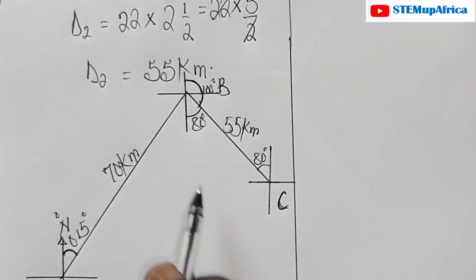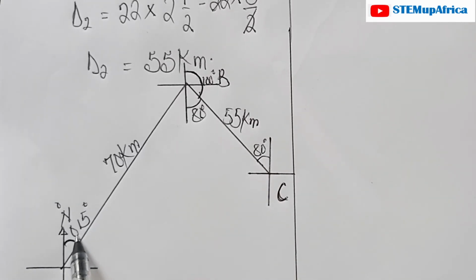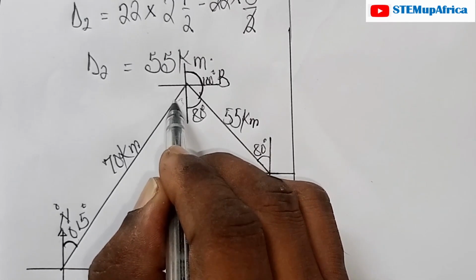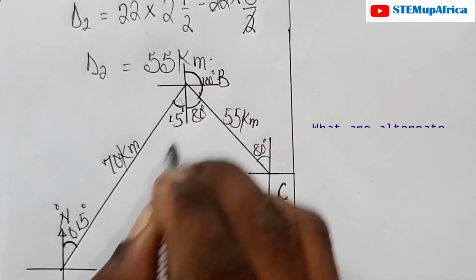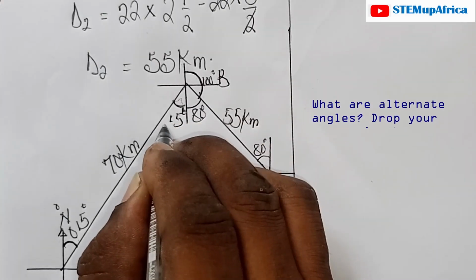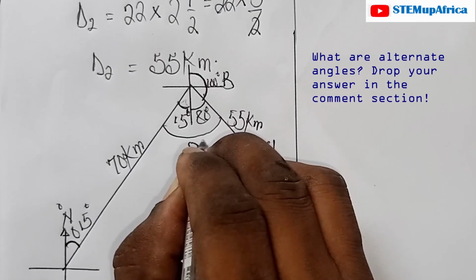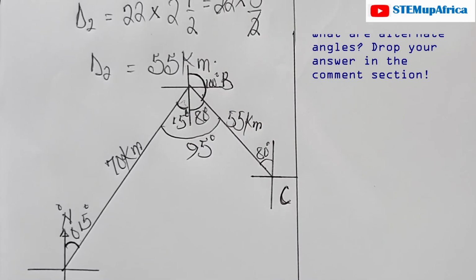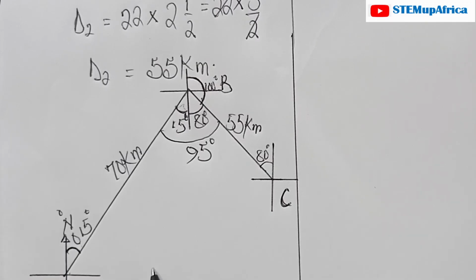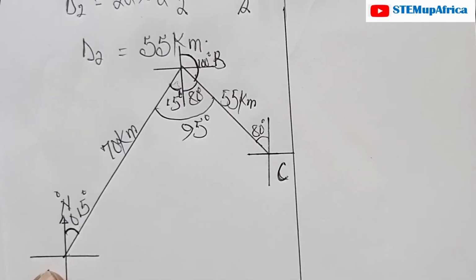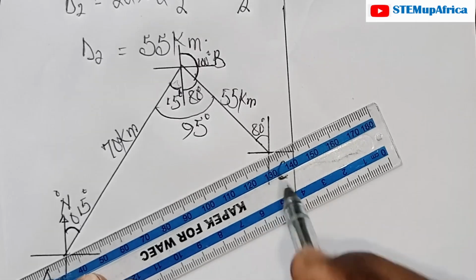If here is 80, here is equally 80. Reason for that is alternate angles. Here and here they are alternate angles. The same is also true: if here is 15, here is also 15 degrees. Reason for that is also alternate angles, which are equal. So what is now the total angle at B? It is simply 95 degrees. That's the total angle at B. So to complete the motion, I will join point A to point C. Let's join A to C to complete the diagram.